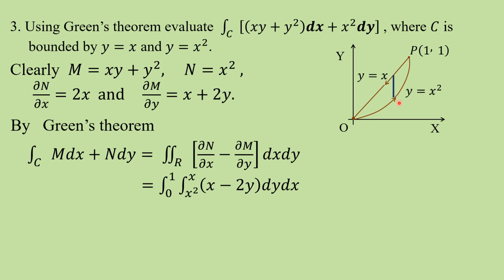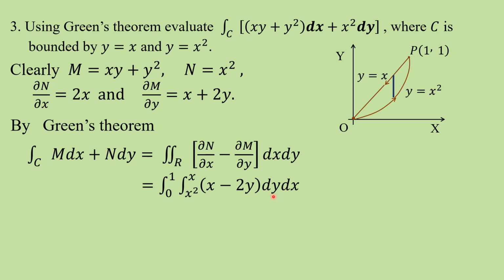Here I take first with respect to y, so taken along a vertical strip. The lower limit for y is on the parabola y equal to x square and the upper limit is on the line y equal to x. That's why y varies between x square and x. While integrating with respect to y, treat x as constant. Similarly, for the outer limit we have to cover from this point to this, so x varies from 0 to 1. So we have to evaluate this double integral.